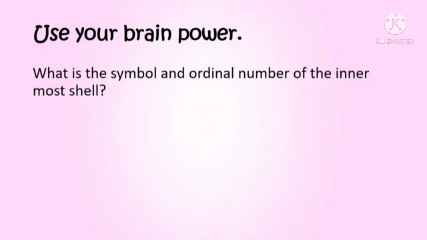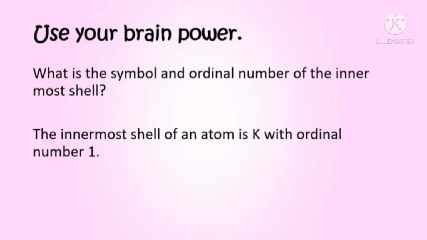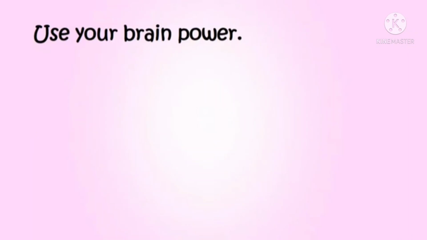What is the symbol and ordinal number of the innermost shell? We know the symbol and ordinal number of the innermost shell. The innermost shell of an atom is K with ordinal number 1. The answers to these questions are very simple, but you have to memorize and revise all this part very well. Then only you can write the answers.